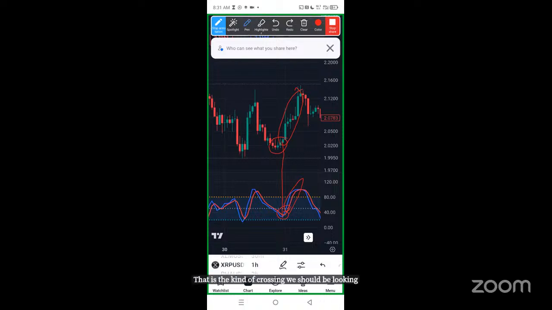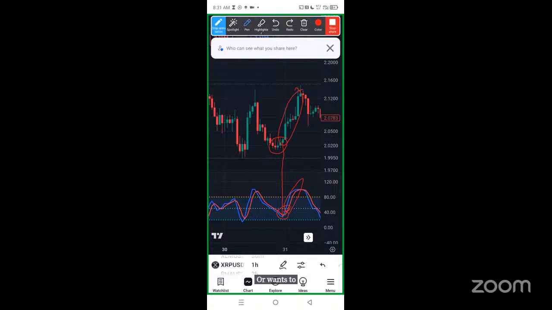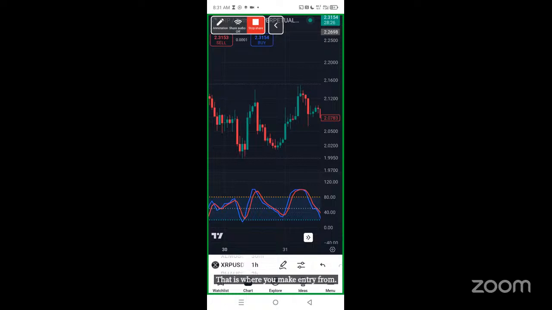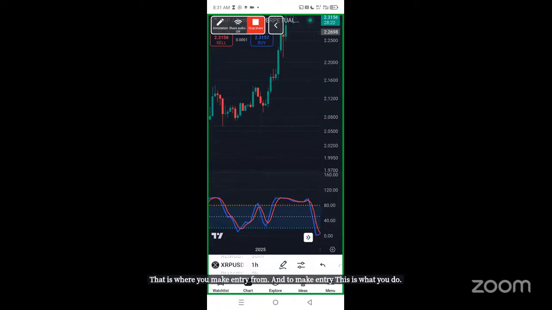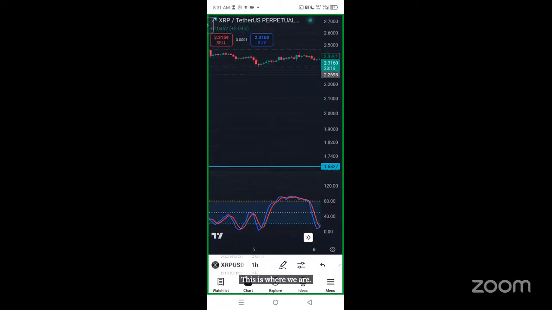A crossover where the K line wants to move above or wants to cross the red line. That is where you make entry from. And to make entry, this is what you do. I'm going to come live here. This is where we are. I'm going to use a live chart.